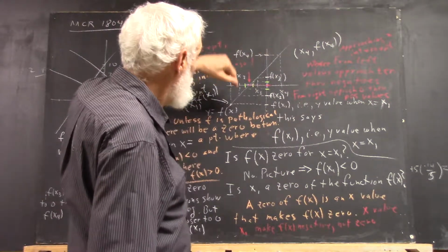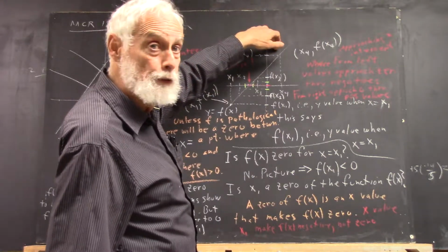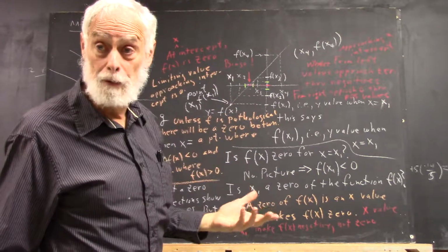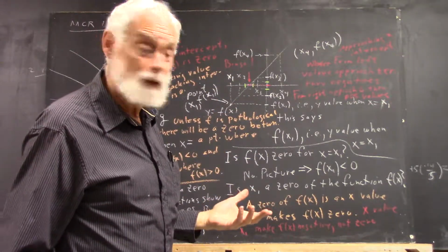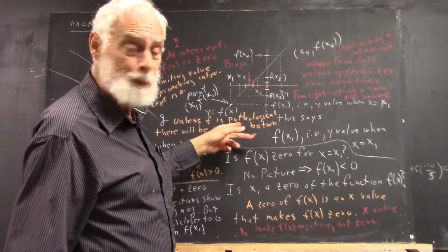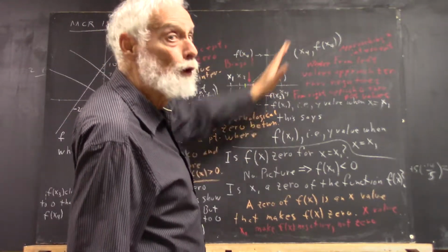So between a point where f of x is less than 0 and a point where f of x is greater than 0, there's got to be a point where f of x is 0. Unless the function is pathological in a sense that we'll worry about later. Just means you can't go from below to above without going through the x-axis.